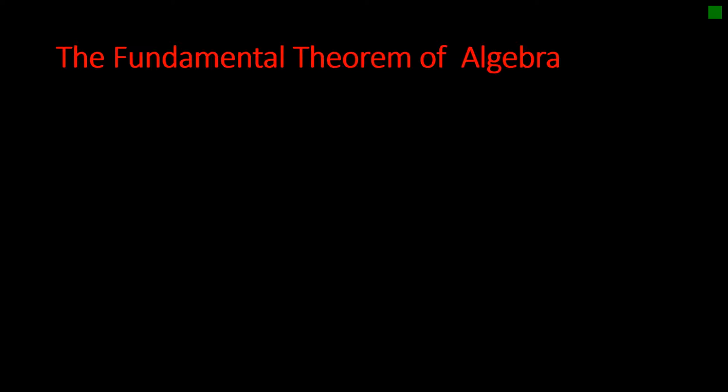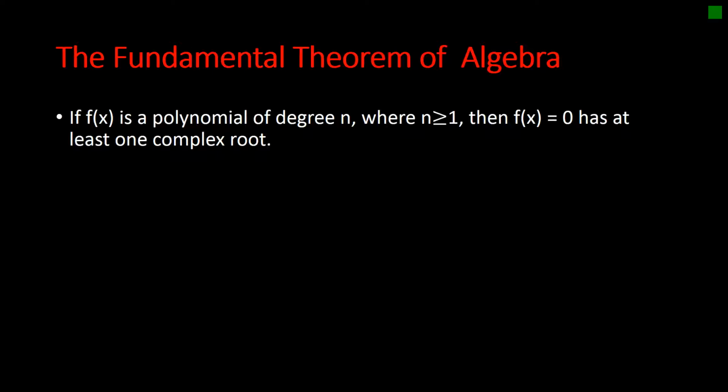The fundamental theorem of algebra states that if f of x is a polynomial of degree n, where n is bigger than or equal to 1, then f of x equals 0 has at least one complex root. Now, it doesn't mean that it's a complex number that what we think, but it could be a real number. Remember that real numbers are complex numbers as well. 4 is a natural number. 4 is a whole number. 4 is an integer. 4 is a real number. But 4 is also a complex number. It is 4 plus 0i. So at least one of our roots will be complex.